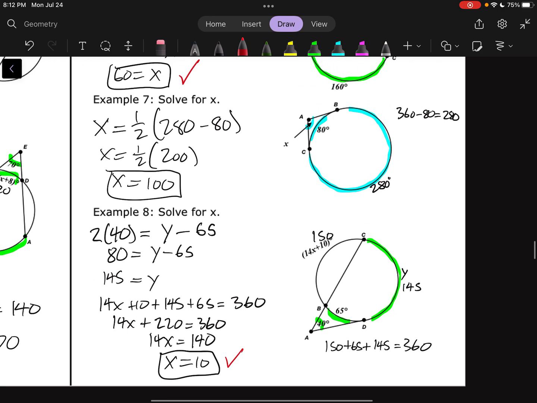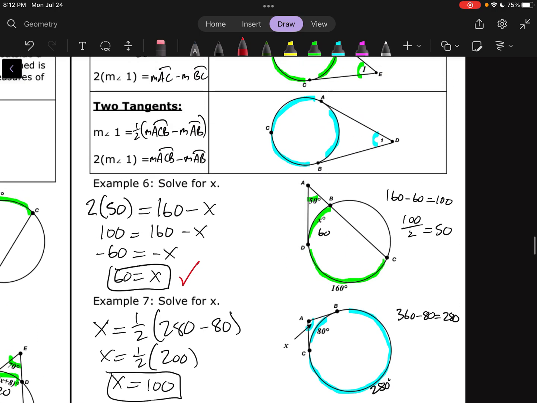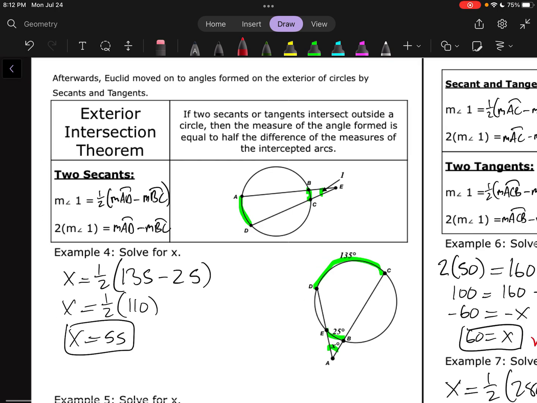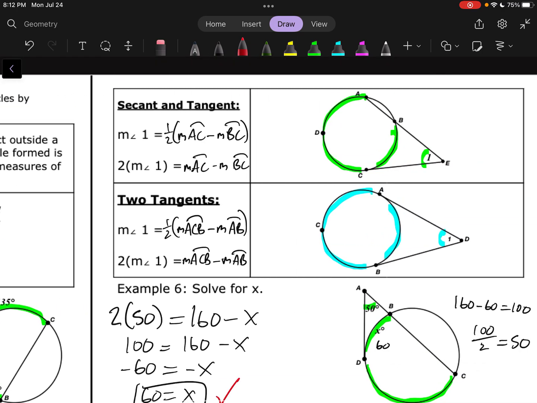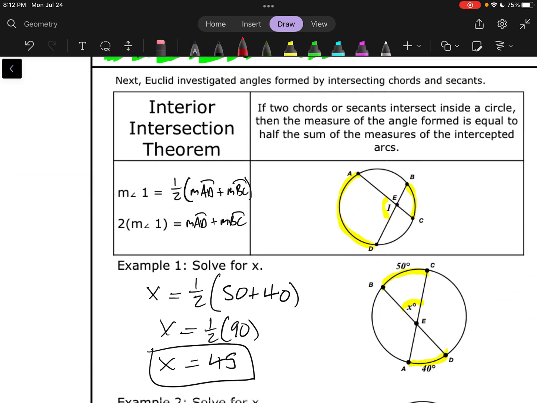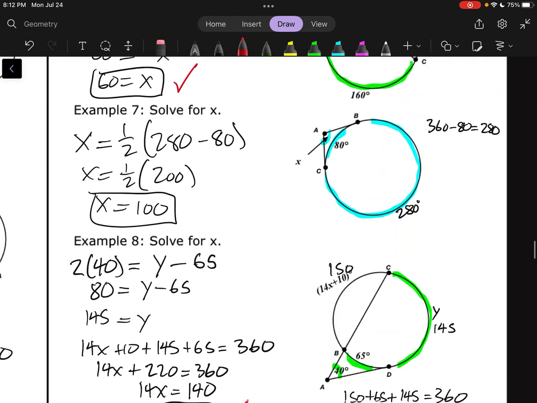So a lot of different situations we can find going on with these situations. Big idea here is that if you've got an angle on the outside, the angle is equal to 1/2 of big arc minus little arc, or you could say 2 times the angle equals big arc minus little arc. And if you've got angles on the inside, like we first looked at, it's with addition. So the angle is equal to 1/2 of the arc plus the arc, or 2 times the angle is equal to arc plus arc.